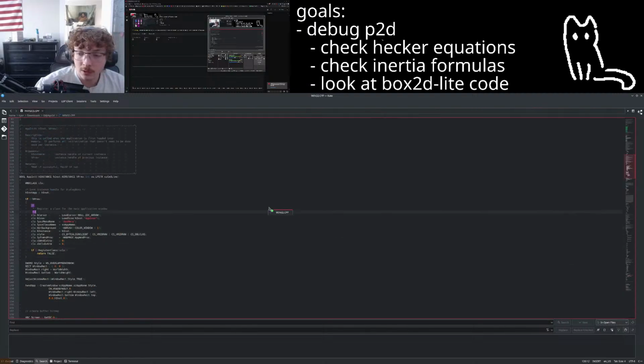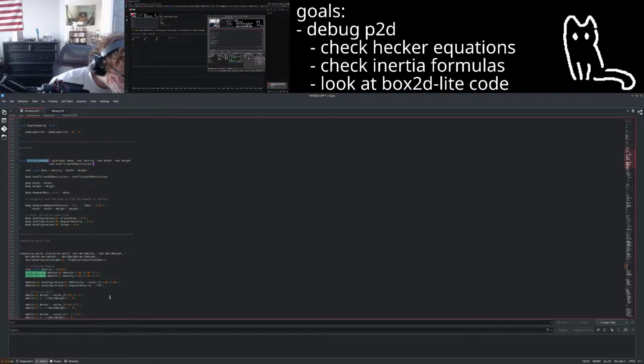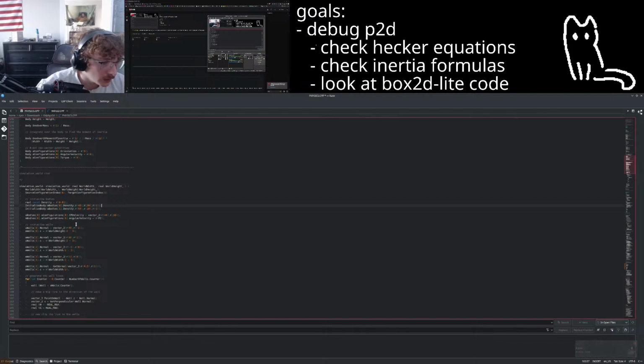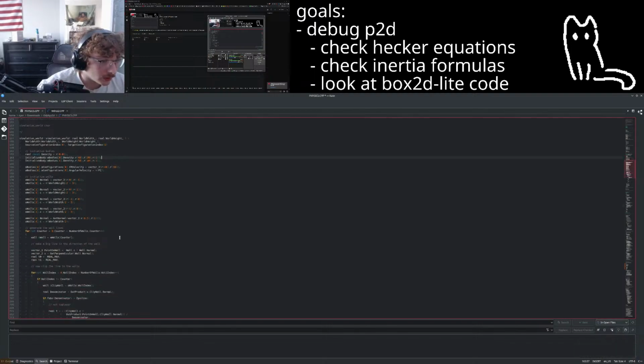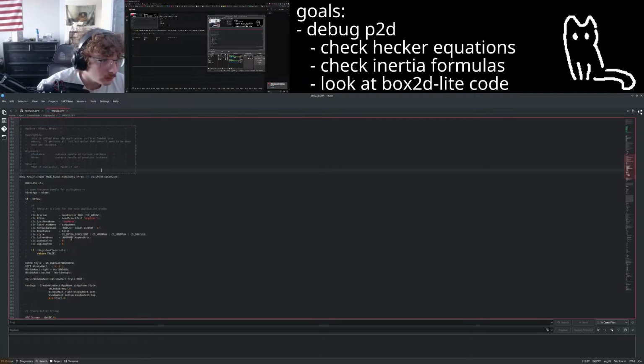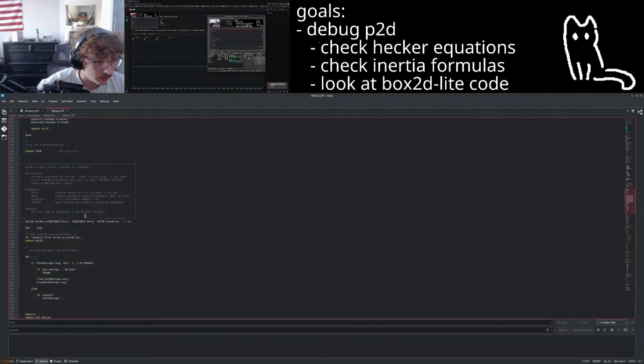Can't do side by side in Kate? I guess not. So when does he call initialize body? Oh, he does it here. Okay. I mean, it seems like these are pixel coordinates.